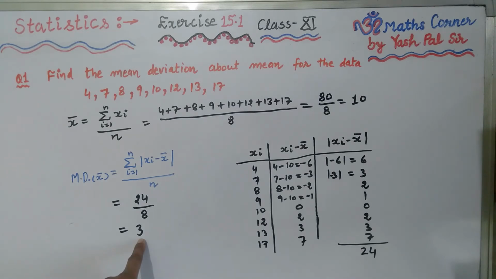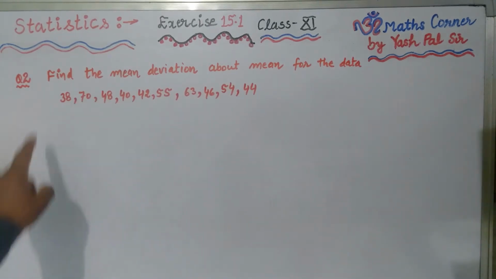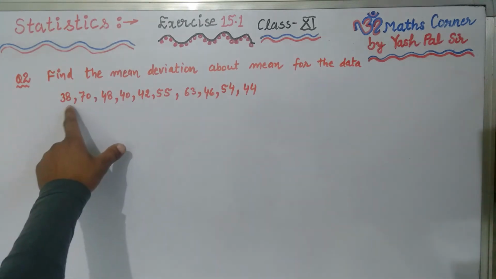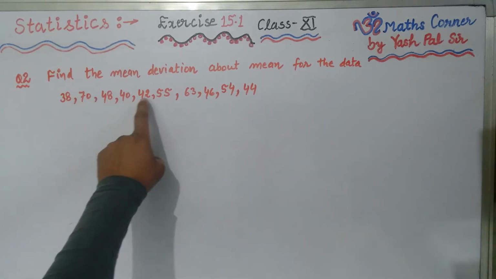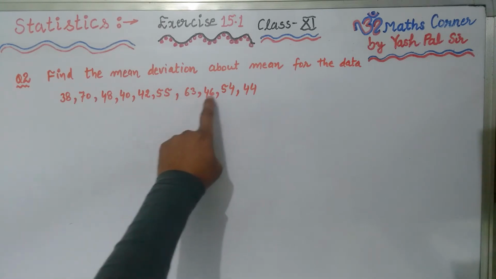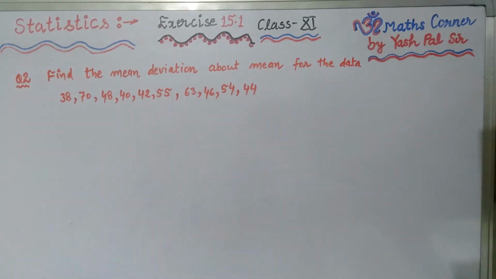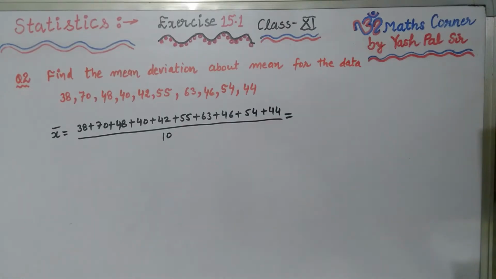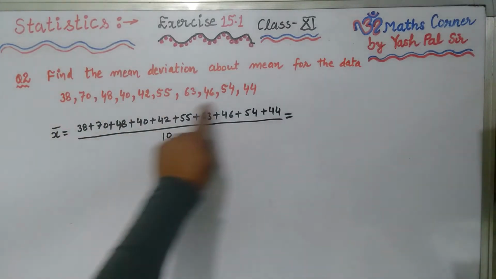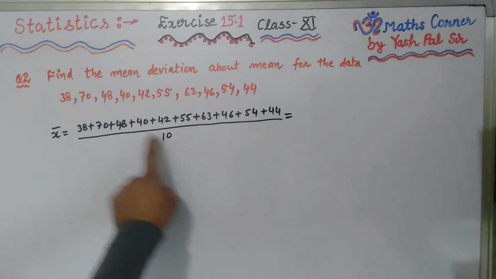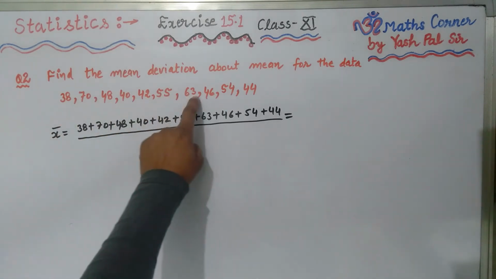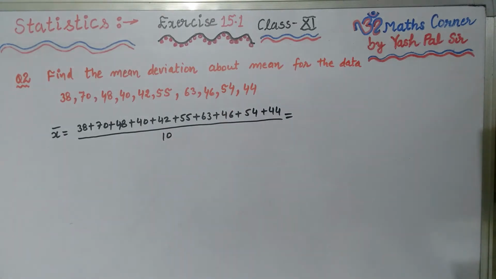Now next question. Question number 2: find the mean deviation about the mean for the data 38, 70, 48, 40, 42, 55, 63, 46, 54, 44. Okay, so again first of all we find the mean. Here again we add all the observations and divide by the number of observations: 1, 2, 3, 4, 5, 6, 7, 8, 9, 10. 10 is the number.